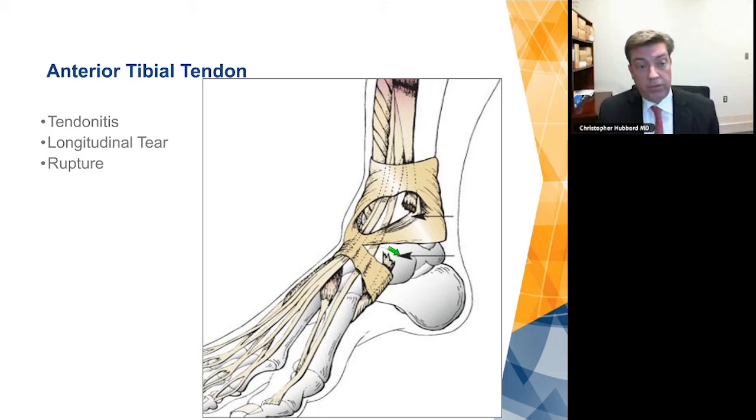The anterior tibialis tendon, or anterior tibial tendon, is the major tendon in terms of bending the foot up, allowing the foot to clear. There are other tendons, toe extensors, that cross the ankle too, but the anterior tibialis tendon is really the major tendon that does that. So we can see an inflammation of the tendon, a longitudinal tear or tendinosis, or even a complete rupture.